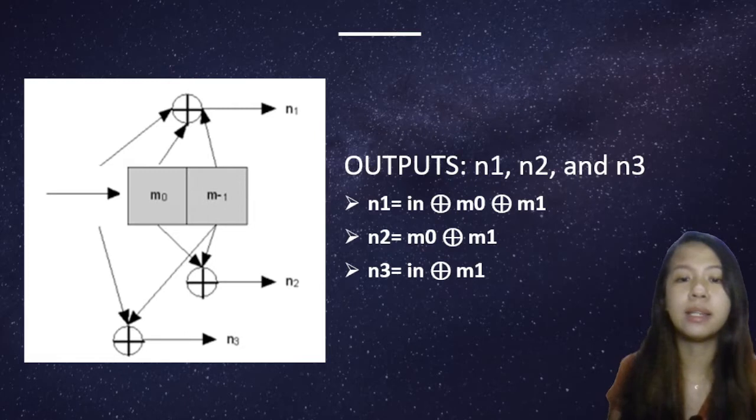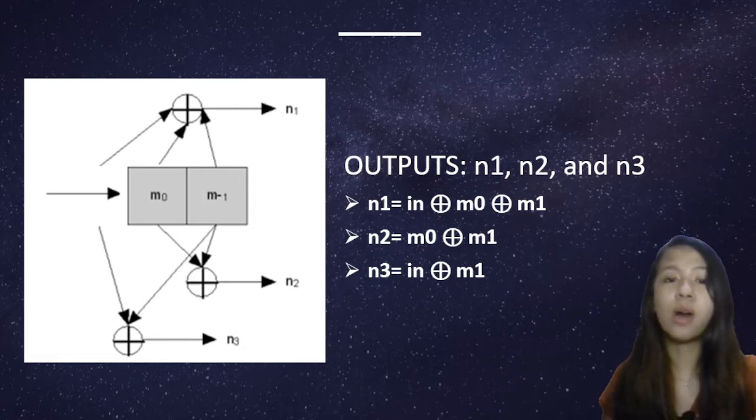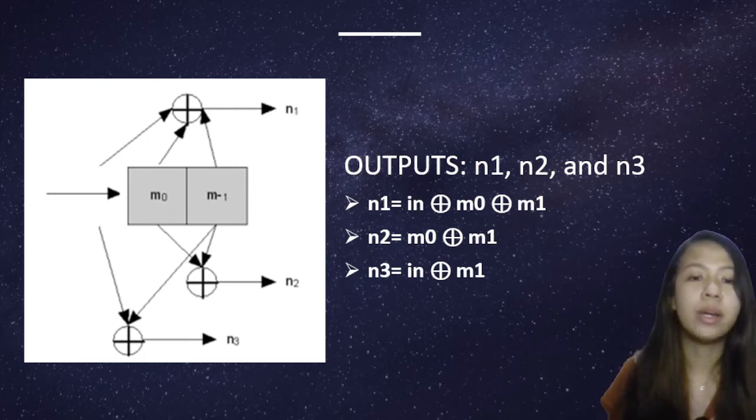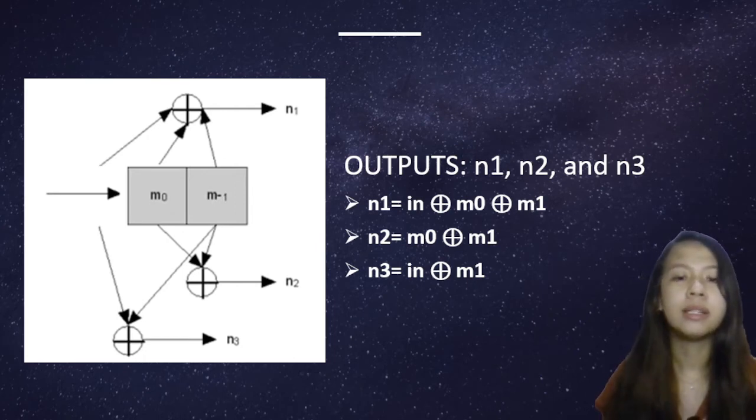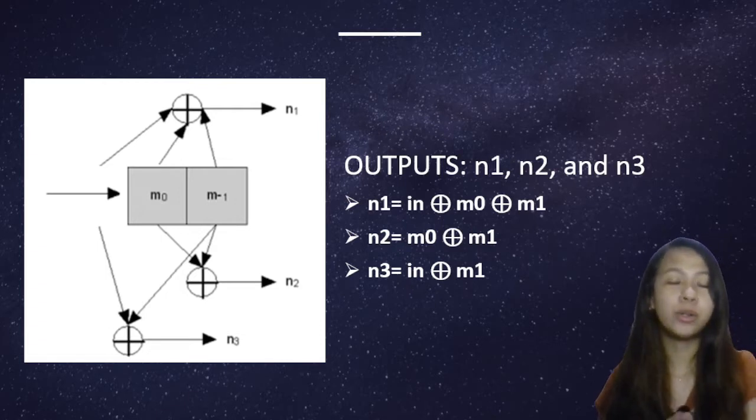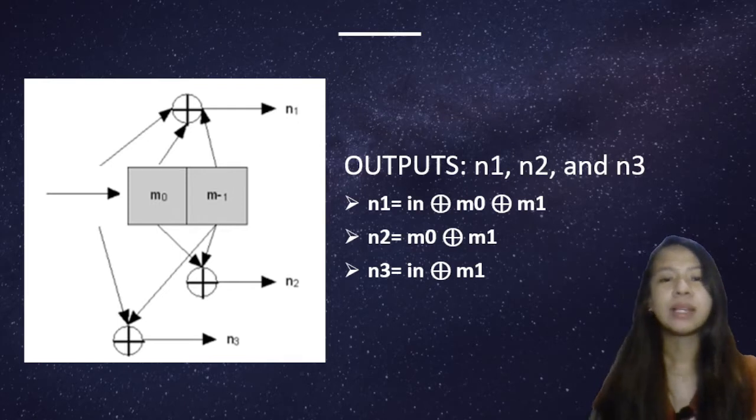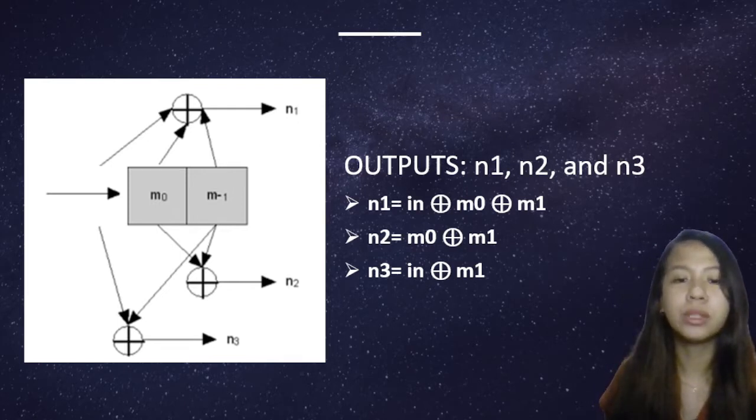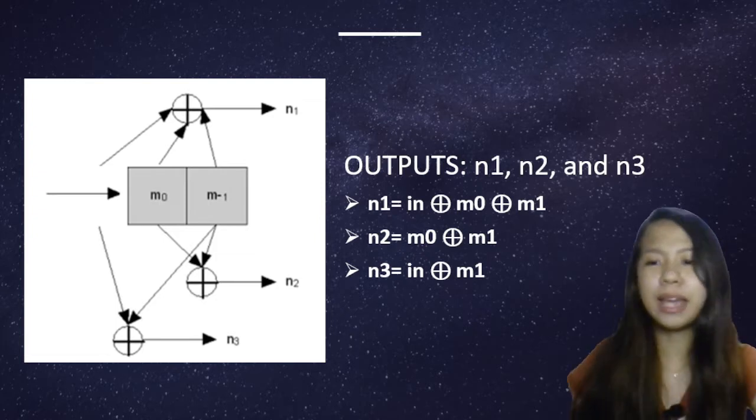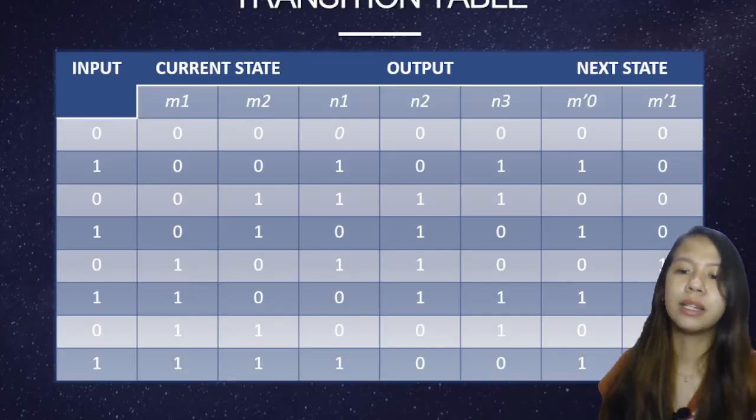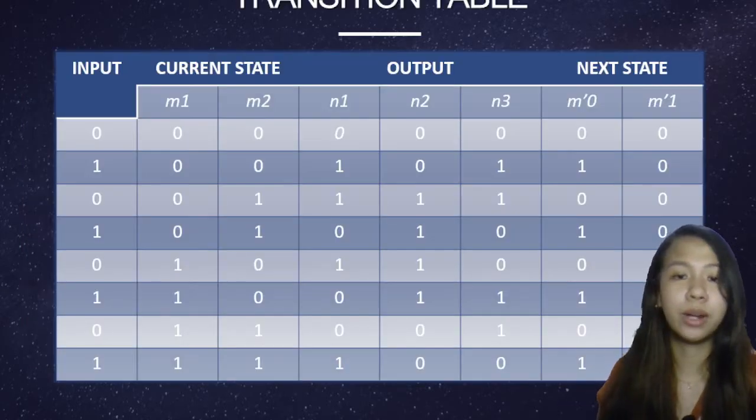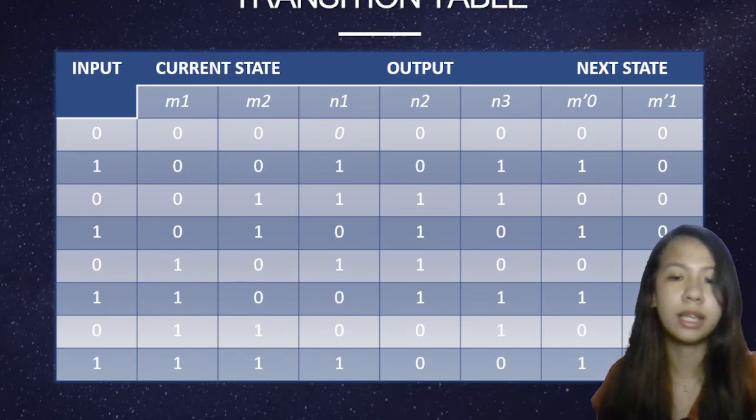where the outputs are N1, N2, and N3, wherein N1 is equal to input XOR M0 XOR M1. N2 is equal to M0 XOR M1. And N3 is input XOR M1. Okay? Now, the transition diagram or transition table.